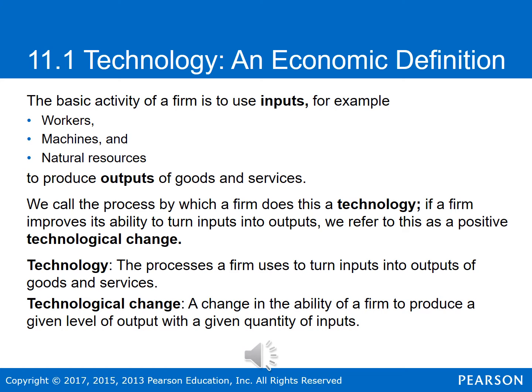Now, economists have a slightly different definition of technology. So the way we're going to use technology in this chapter is technology is the process by which firms turn inputs into outputs of goods and services. This is much more broad than the everyday definition. This isn't just labor-saving machines, it's also new processes and new management techniques. So new technology doesn't have to be a physical, tangible object. So now any change in a firm's ability to turn its inputs and outputs, so any increase in productivity, we refer to this as a positive technological change.